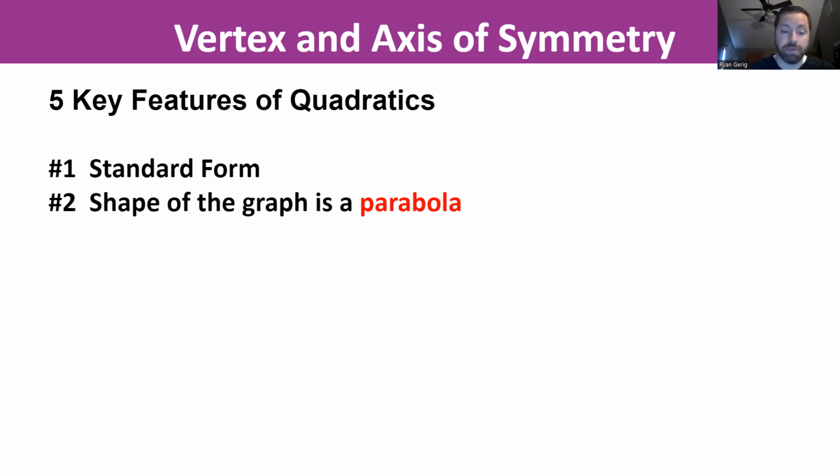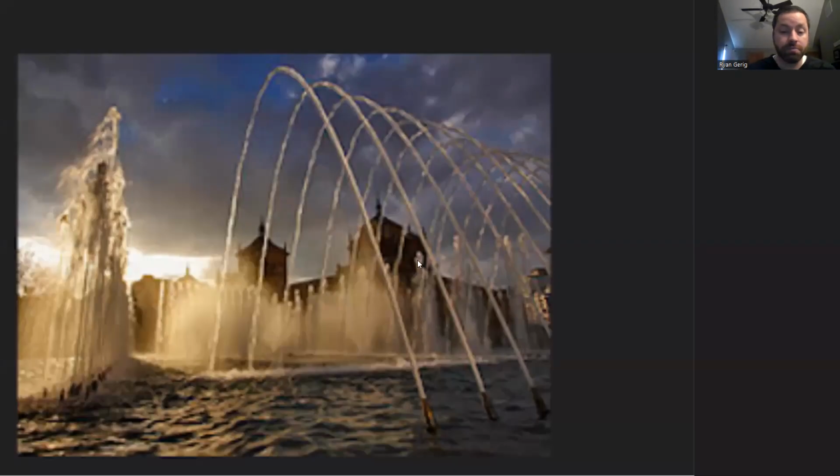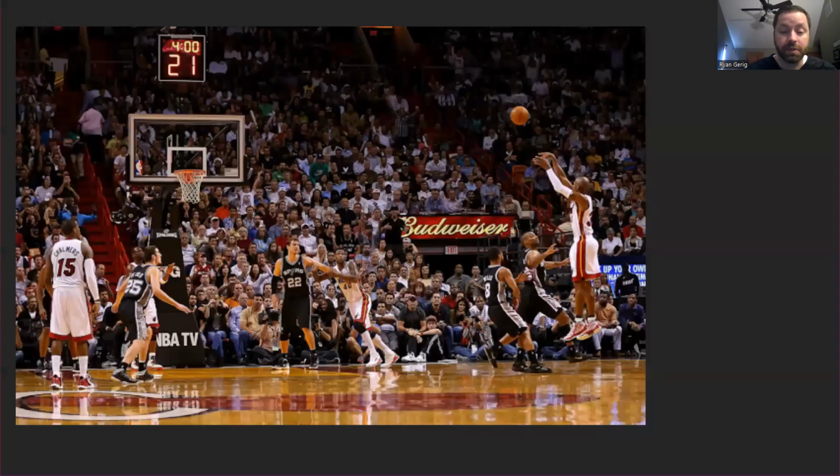Second thing, the shape of the graph is a parabola. You should know this. We've talked about this before. It's going to make a U shape. These show up in life all the time. If you are aware of what those are called, you'll see these as you go out in public, maybe even at your house. You can see here the ball. You can imagine the ball going up. That follows the shape of a parabola.